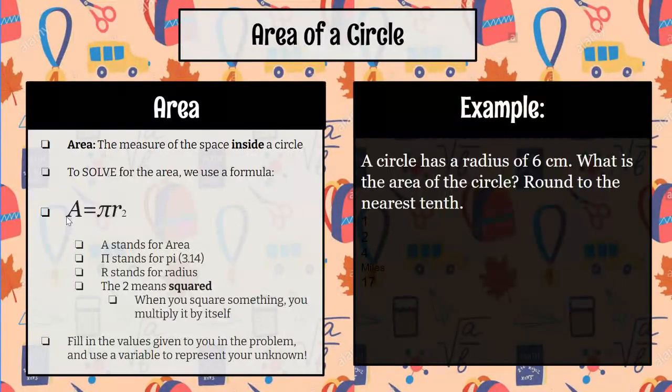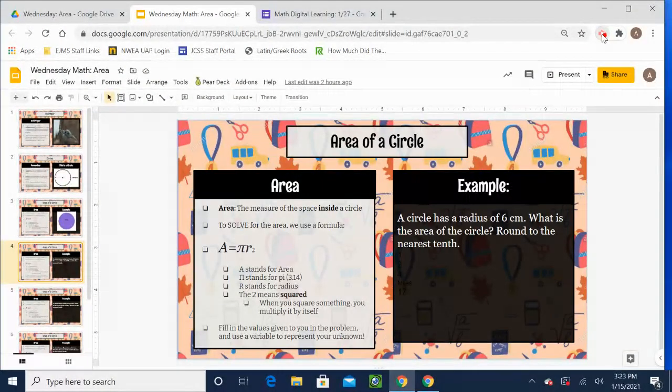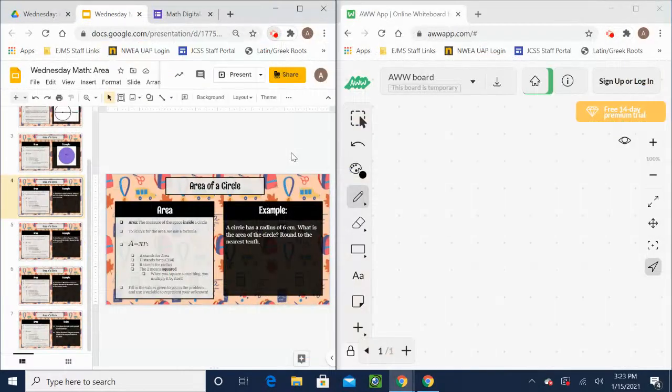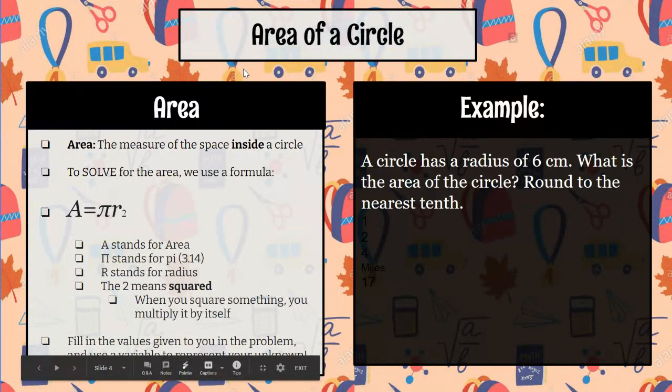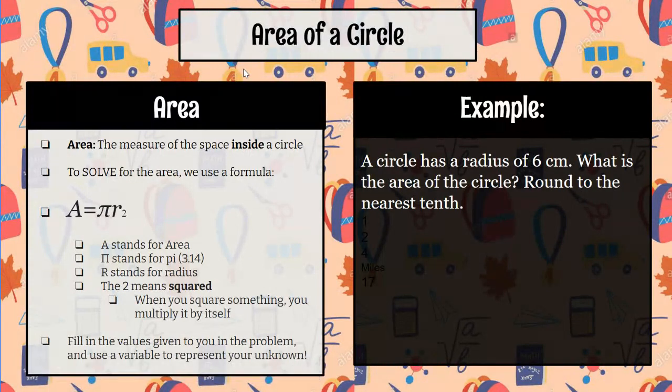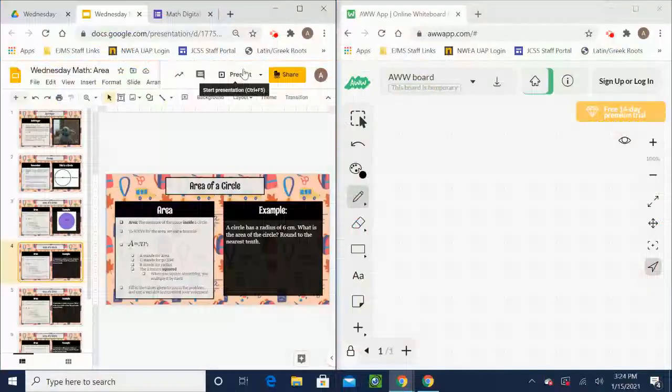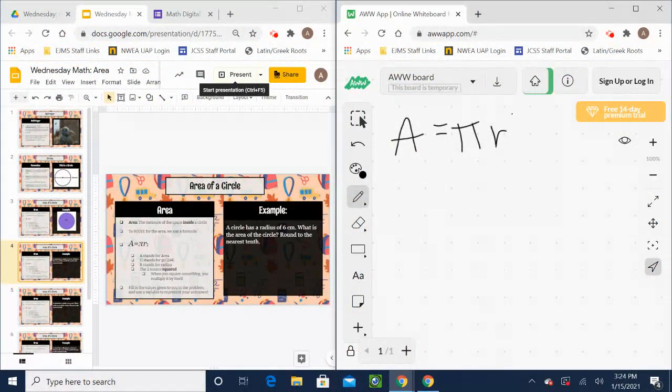All right, let's practice. Sorry, you guys, I didn't have my whiteboard pulled up. Okay, so here's our problem. Here's our first one. A circle has a radius of 6 centimeters. What is the area of the circle, round to the nearest tenth? Okay, so like with circumference, I'm always going to write my formula. Area equals pi times radius squared. That little 2 above means squared.